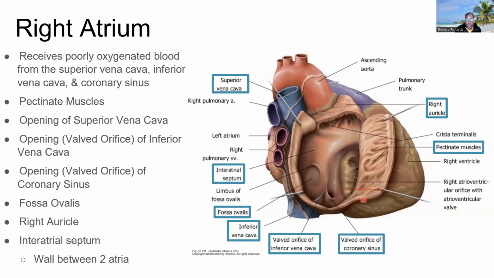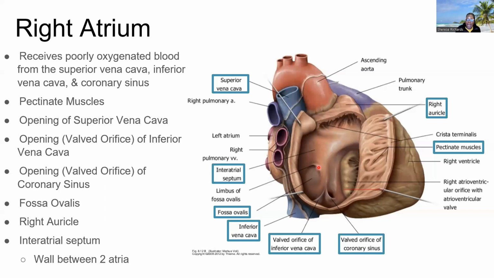Now, the other features include fossa ovalis, and fossa ovalis really comes from the embryologic development of the heart. This is where there used to be an opening in the heart. So during the embryonic period, it's normal to have a hole in the middle of the wall of the heart. That helps blood bypass the lungs.